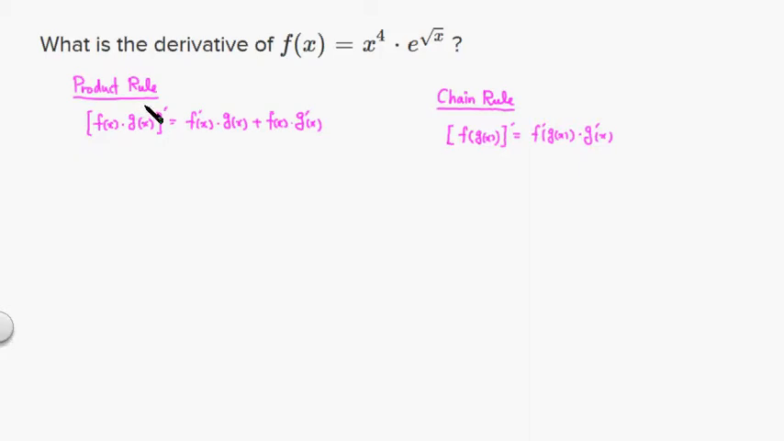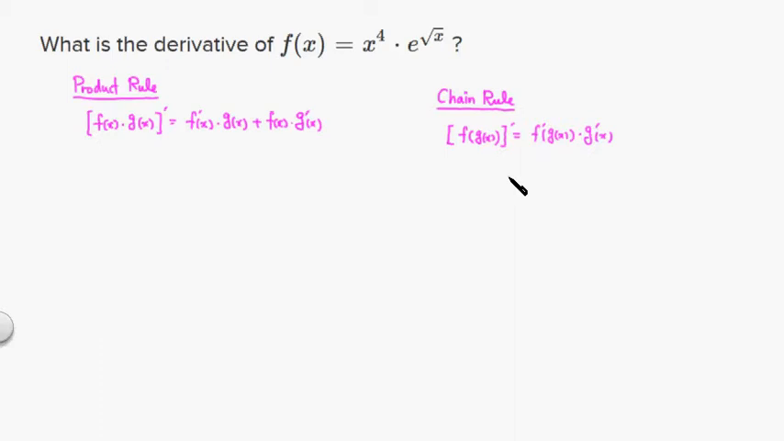Product rule applies to the product of two functions. So if you want to take the derivative of f of x times g of x, all you have to do is take the derivative of the first guy times the second guy plus first guy times the derivative of the second guy. And the chain rule applies to the composition of two functions. So if you want to take the derivative, all you have to do is take the derivative of the outside function first, leave the inside function as it is, times the derivative of the inside function.